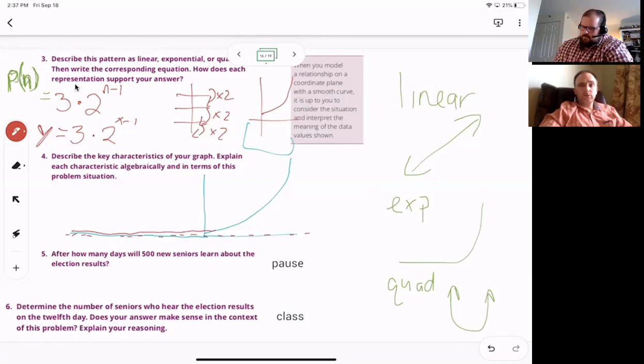I heard this, we're supposed to pause and let them do it. So hopefully they've paused by now. But we need 500 new seniors to know. So is that your P of N or your N, Mr. Carlson? That's going to be our P of N.